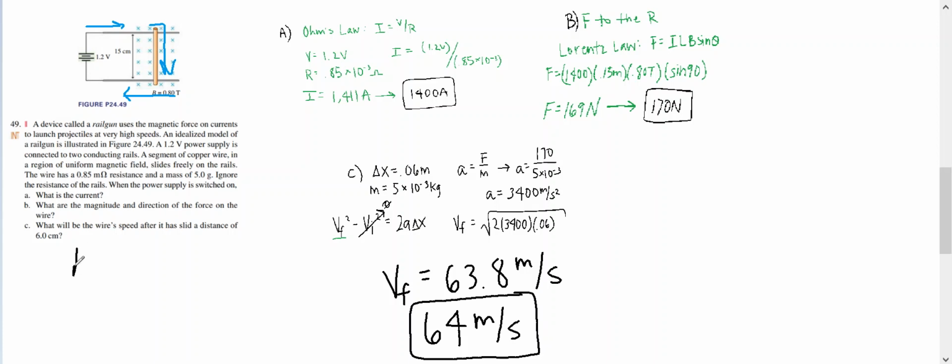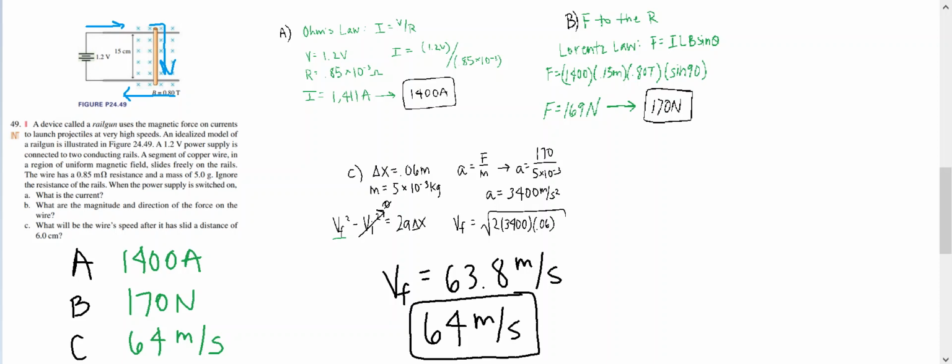So just to clear things up, let's write out our answers so there's no confusion. Part A, we got 1400 amps. Part B, we got 170 newtons. And part C, we got 64 meters per second. Those are our final answers.